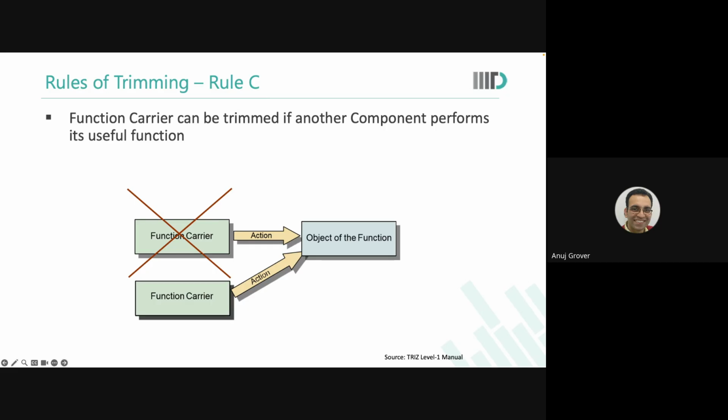All right? These are the three rules that you have to apply to trim any component. First, trim components if there is no object of the useful functions. Trim if the object of the useful function can handle the function by itself. Trim if something else can handle that function for you. Okay?